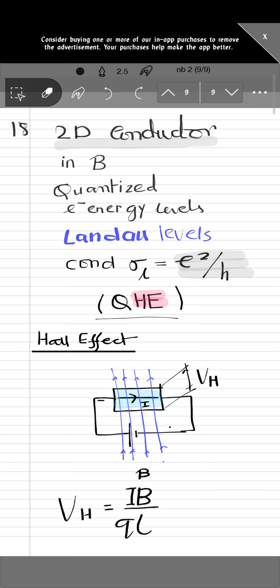The Hall effect is a phenomenon where a conductor carrying current in a certain direction, if exposed to a magnetic field perpendicular to it, will produce a voltage which is perpendicular to both the magnetic field and the direction of current, as shown here. And numerically the value can be expressed as the multiplication of current and magnetic field divided by the charge of the carrier and thickness.